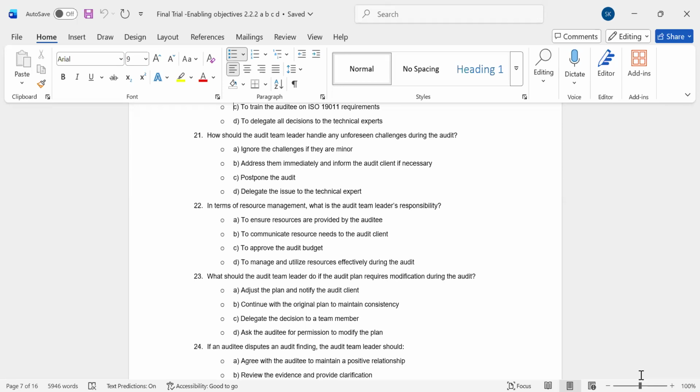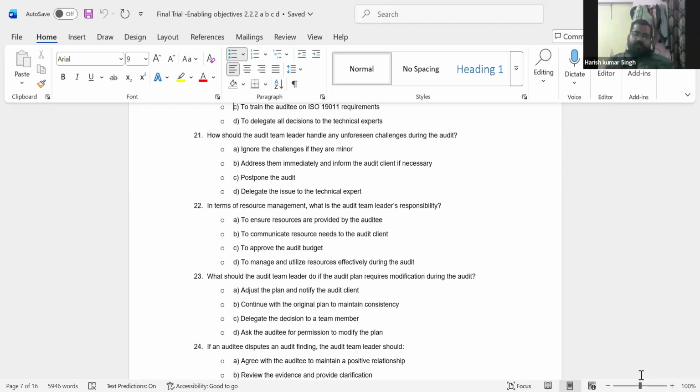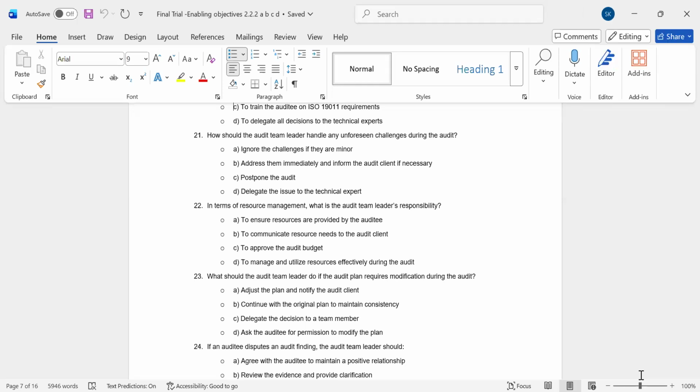The answer is D, sir. To manage and utilize resources effectively during the audit. Okay. Very good answer. Yes, sir. D. Anybody else? Any other answer? Anybody else? Okay. Go to 23. Right.